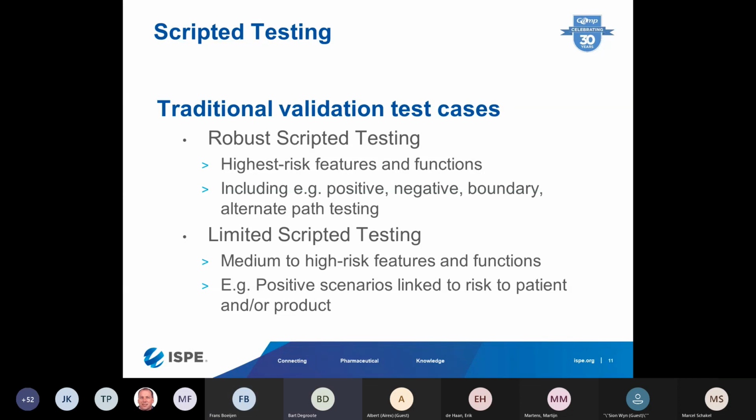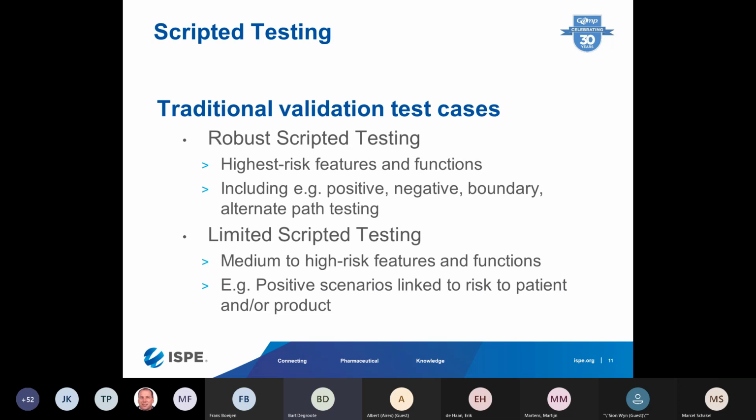So we already said for the dynamic techniques, we have scripted and unscripted testing. So we will start with scripted testing. It's what we all know. Today, if we perform a validation, we use scripted testing. So it's a traditional validation we use to perform. We can now divide it into robust test scripting and limited test scripting. It's done for high risk, and limited scripting for medium to high risk, but we can divide it.